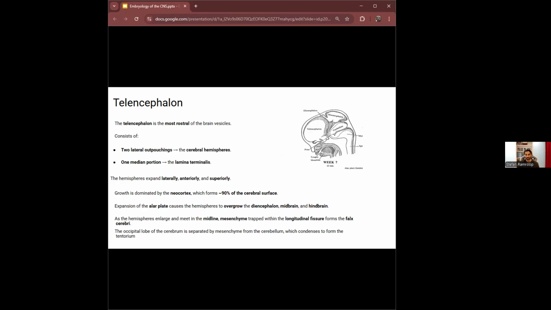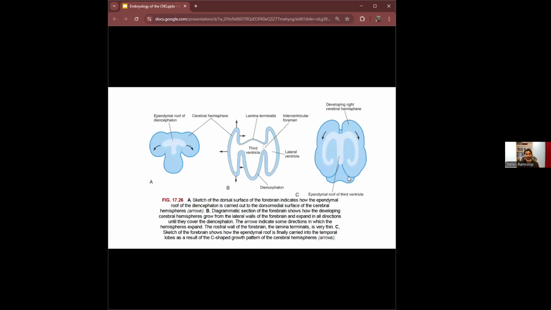As the hemispheres enlarge and meet in the midline, mesenchyme trapped within the longitudinal fissure condenses to form the falx cerebri, and likewise, mesenchyme separating the occipital lobes from the cerebellum will give rise to the tentorium cerebelli. This diagram shows how you have your cerebral hemispheres forming over your diencephalon, and you can see it right here, essentially folding down over the third ventricle, right, the diencephalon.